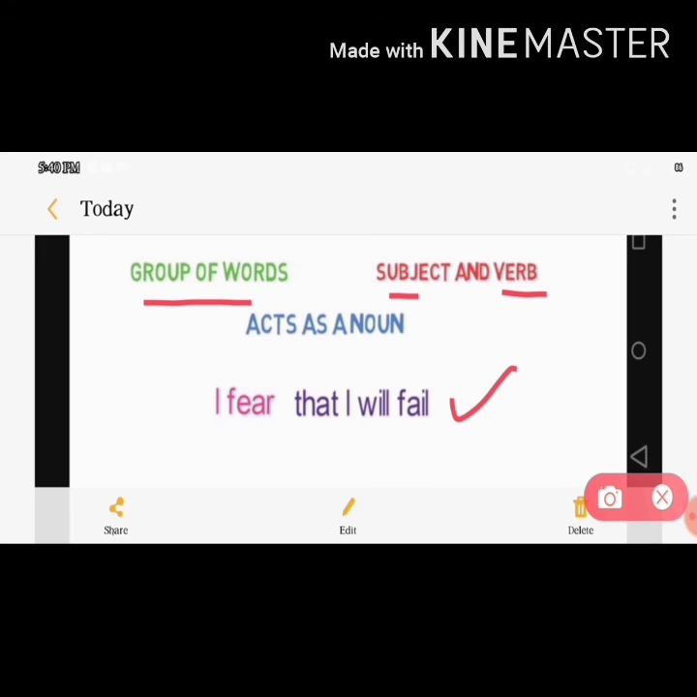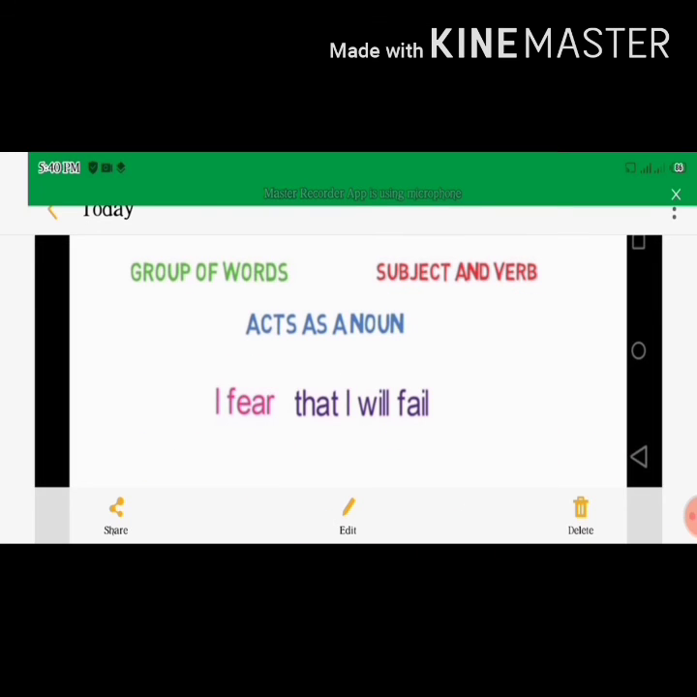Example is here: I fear that I will fail. That I will fail is a noun clause. What is the reason behind this? This is a noun clause because this is giving the answer of fear. It means that fear is a verb, and that I will fail is acting as an object as well as a noun. So that's why this is a noun clause. So I fear that I will fail, this is a noun clause.